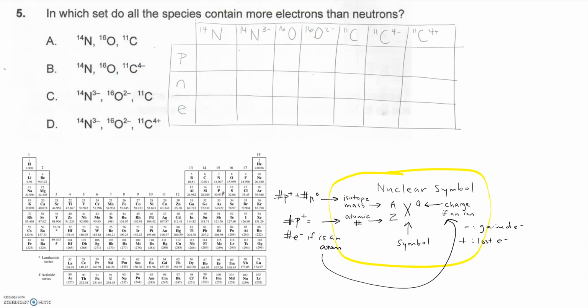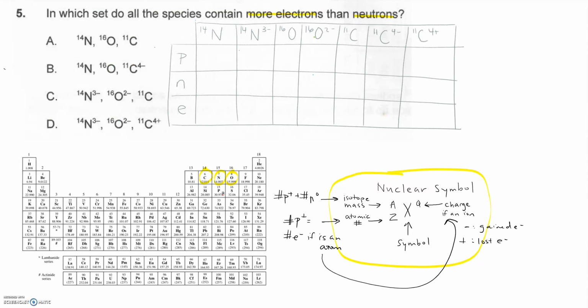So we can see from this question that we are looking specifically at nitrogen, oxygen, and carbon and various isotopes and ions of those three species. I've made a little chart here to make it easier for me to talk through, and I know that while our problem is just asking for which one contains more electrons than neutrons, it's easy for me to start by going through the whole nuclear symbol.